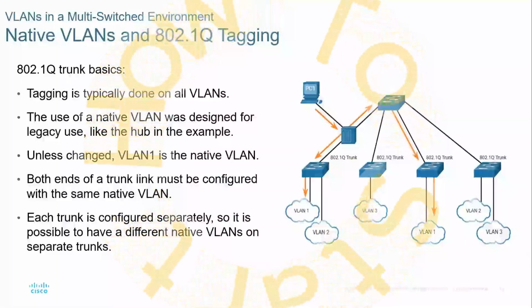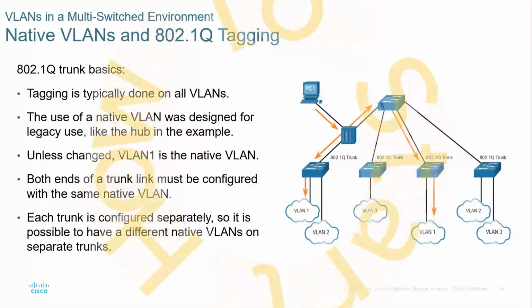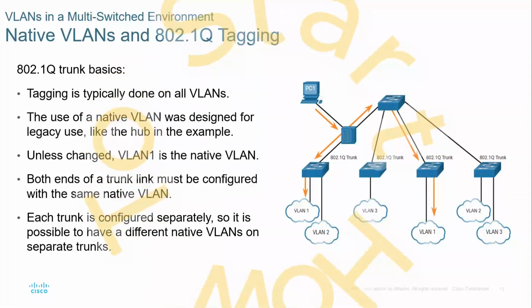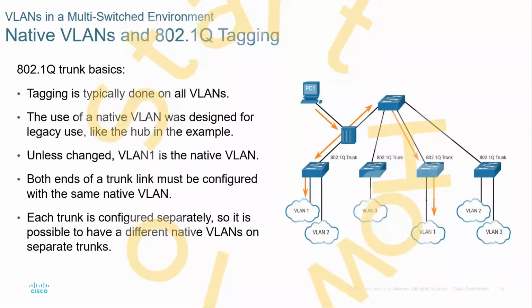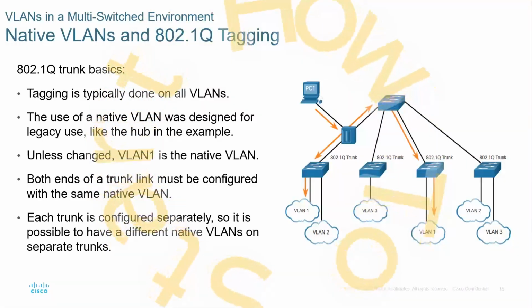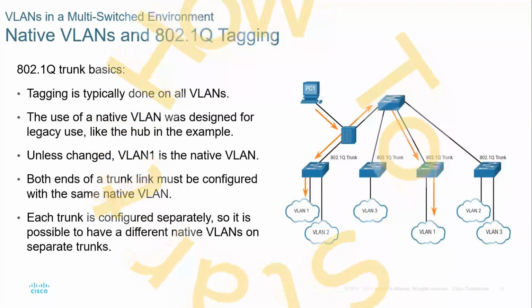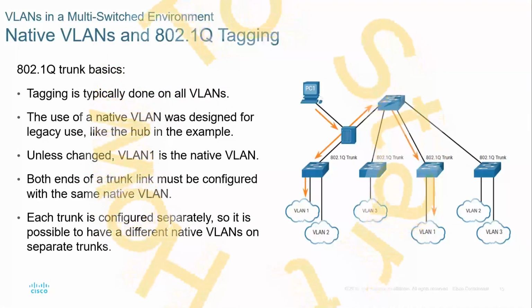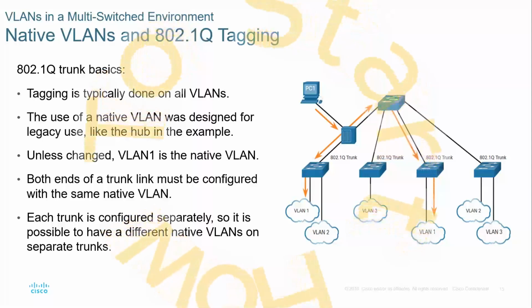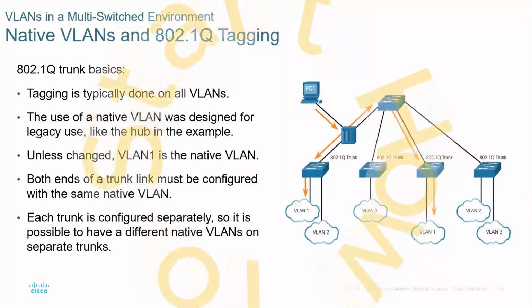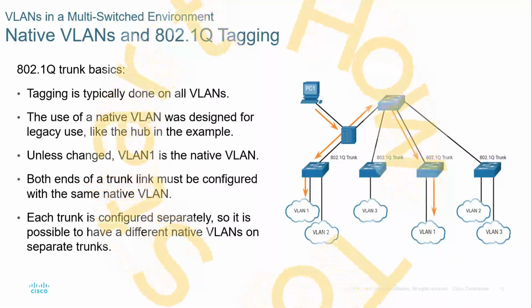So, native VLANs and 802.1Q tagging basics. Tagging is typically done on all VLANs. That means even the native VLAN will still tag it as VLAN 1. The use of a native VLAN was designed for legacy use, like the hub in the example. The hub doesn't know how to process it, so it forwards it out everywhere. Unless changed, VLAN 1 is the native VLAN.